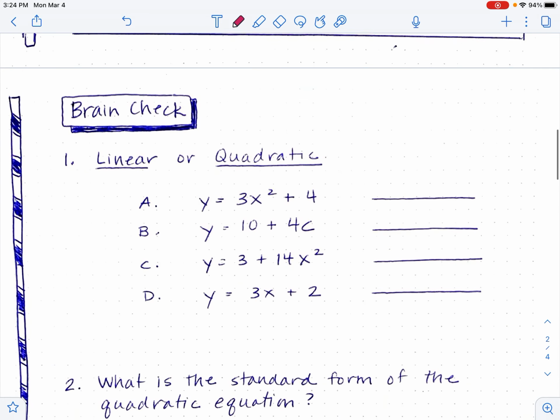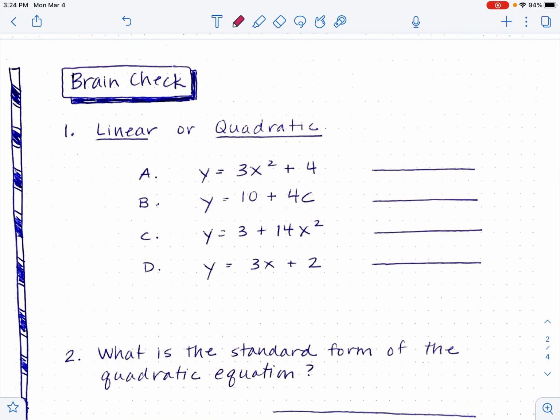Let's do a brain check. Tell us, linear or quadratic? Y equals 3x squared plus 4. Again, look at the degrees. This is a 2, quadratic. Y equals 10 plus 4x. It's like a 1, linear.